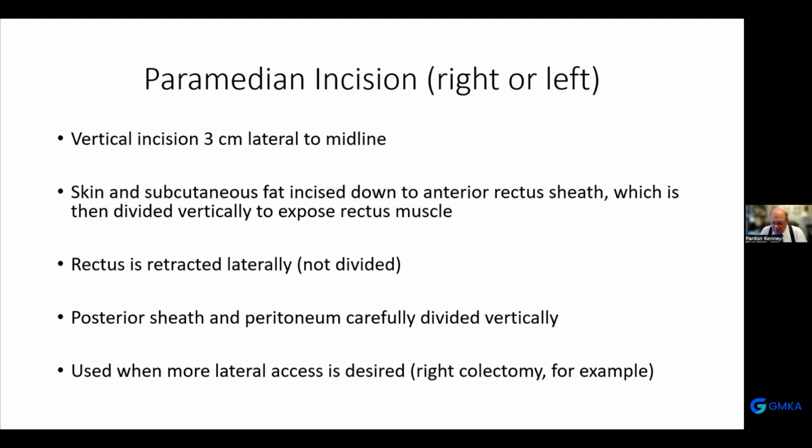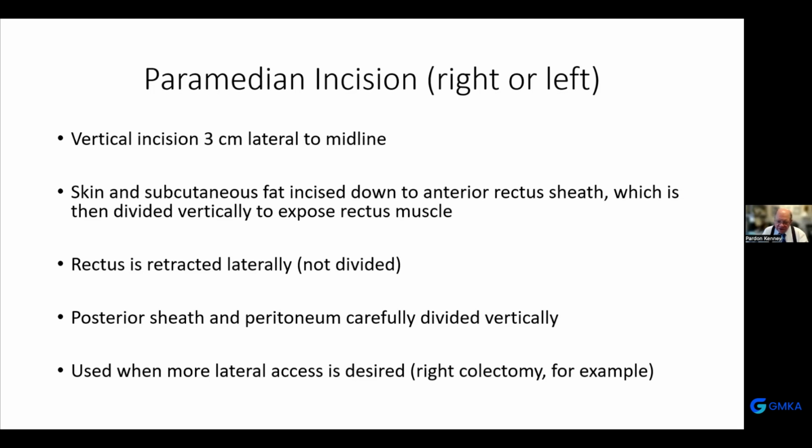This is one that most people don't know about very much. This is called a perimedian incision. And it's similar to the midline, but as you'll see in a second from a diagram, it is off one side or the other. So you decide where the midline is, and then you go 3 to 4 centimeters out to one side or the other.